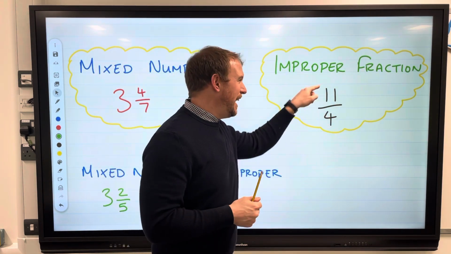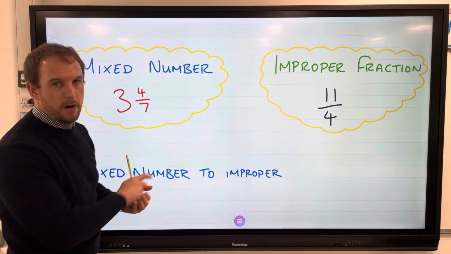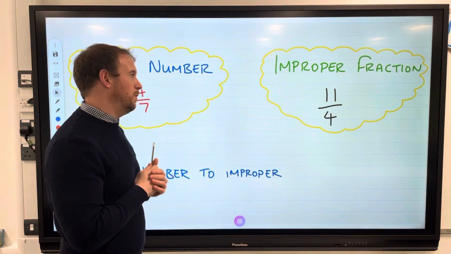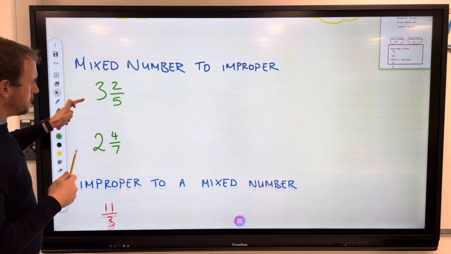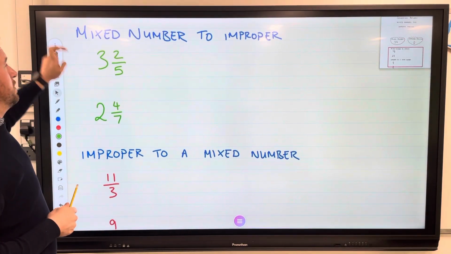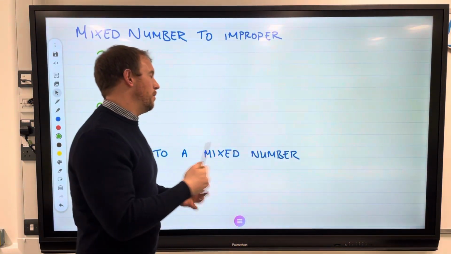So you see here I've got 11/4. It's top heavy. Make a note of them, put clouds around them, because we will be referring to them throughout this video. So a couple of examples then. The first one is a mixed number, and we're going to convert it into an improper fraction.